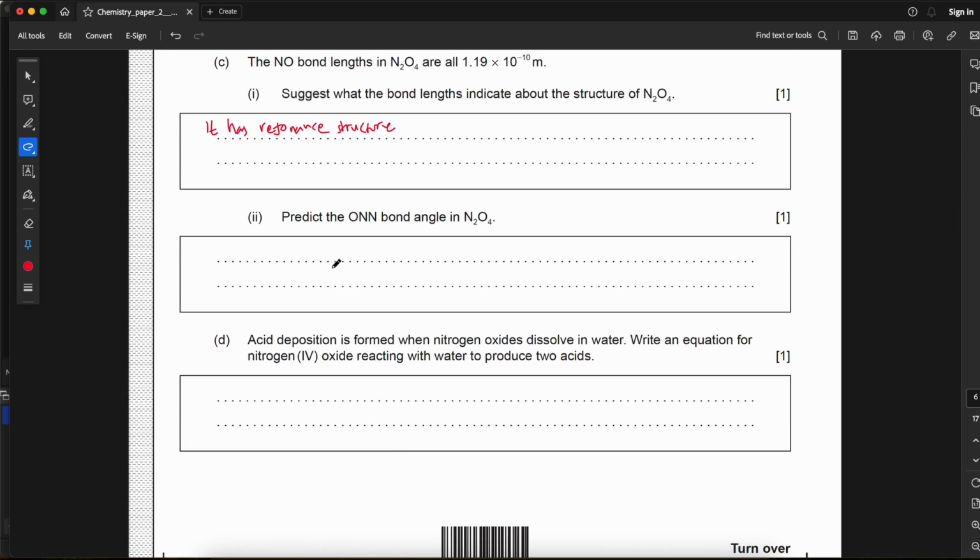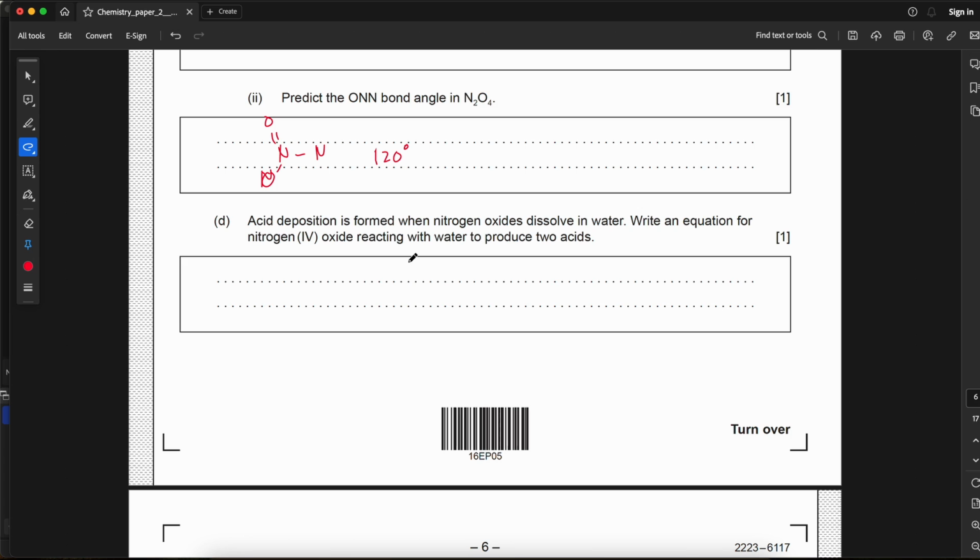Predict the O and N bond angle in N2O4. So if we write it back here, this will be trigonal planar. The angle is 120 degrees.